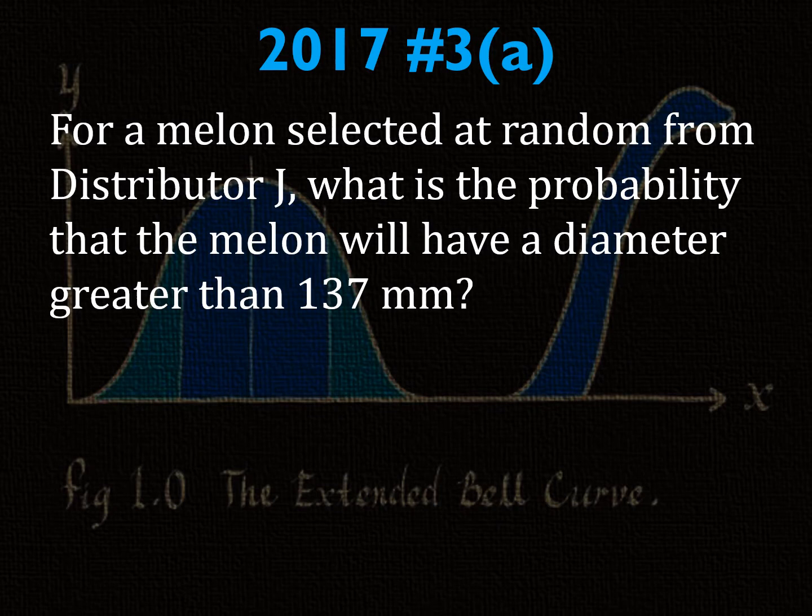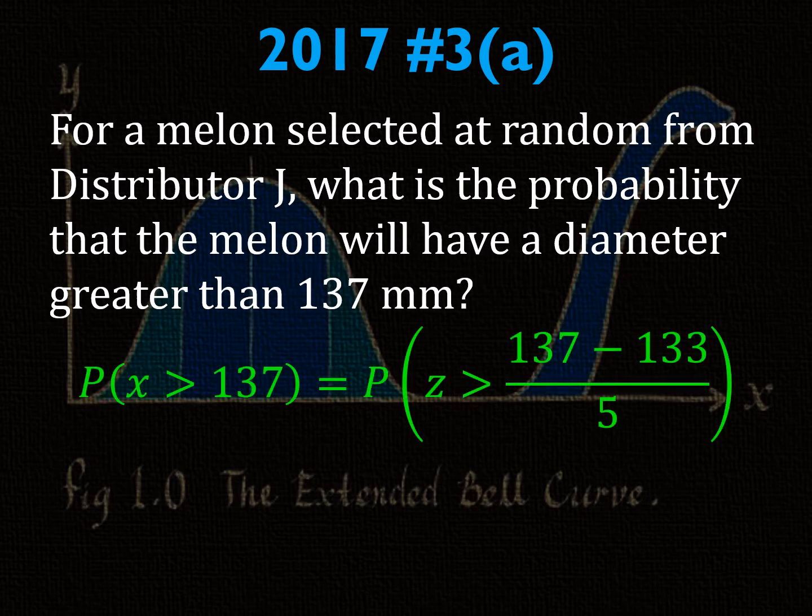Part A, for a melon selected at random from distributor J, what is the probability that the melon will have a diameter greater than 137 millimeters? So this is a garden variety normal distribution problem. So you want to find the probability that you will get a single melon, let's call that X, with a diameter more than 137. You convert that to a z-score, so 137 minus 133 over 5.